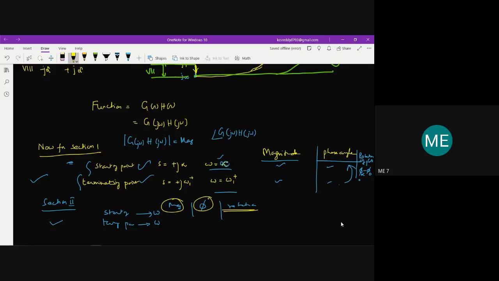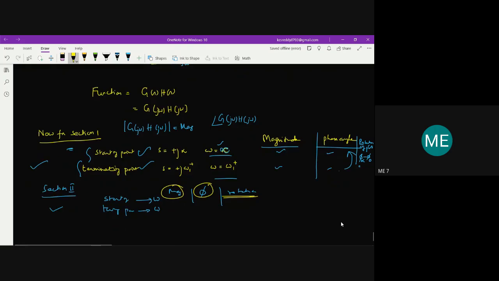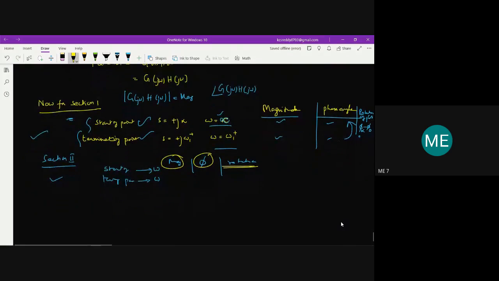So after mapping all these sections, we'll get a closed plot called the Nyquist plot. After mapping, for each section we are getting a single polar plot. So if you combine all these plots, then we can get a closed plot called the Nyquist plot.